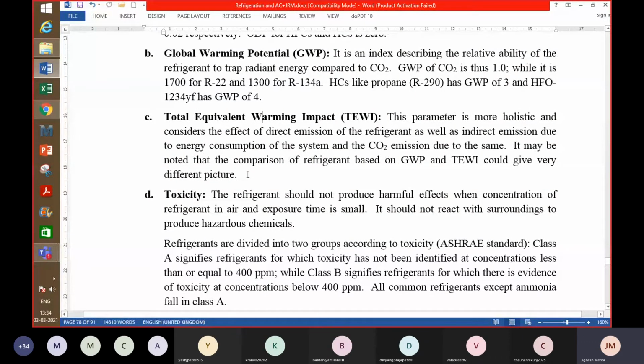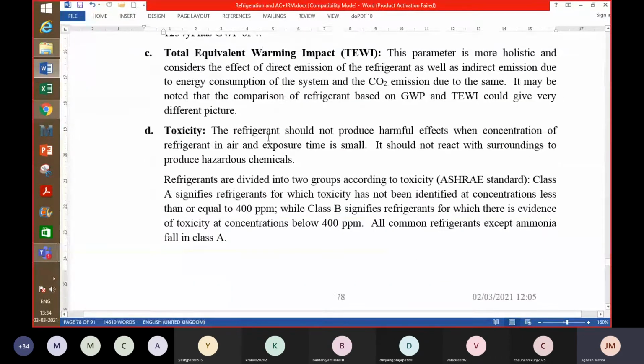Now safety properties. So D, toxicity. The refrigerant should not produce harmful effects when the concentration of refrigerant in air and the exposure time is small. If the concentration is low and the exposure time is small, even in that case, it should not have any toxic effect on humans. It should not react with surroundings to produce hazardous chemicals.